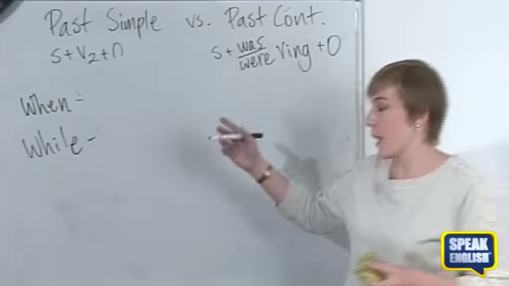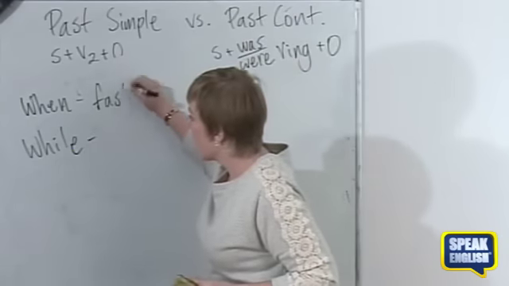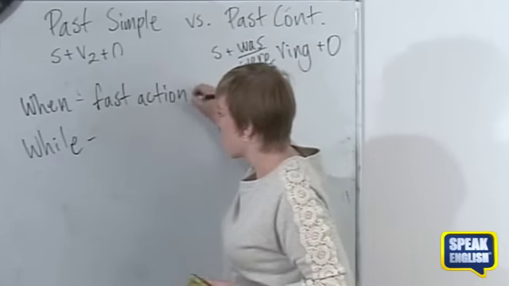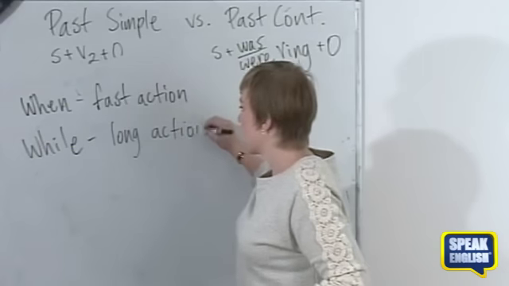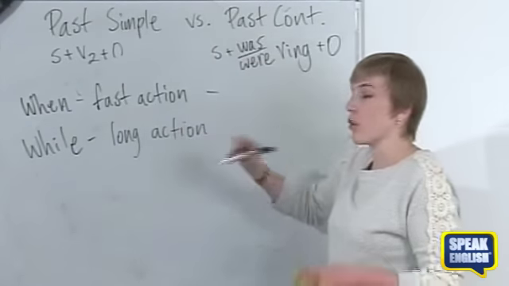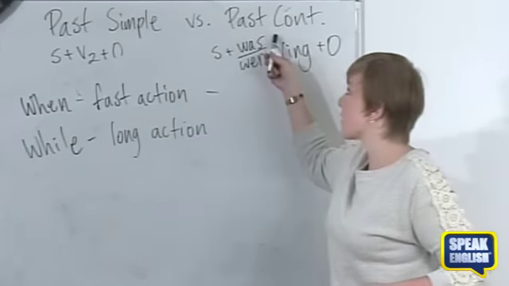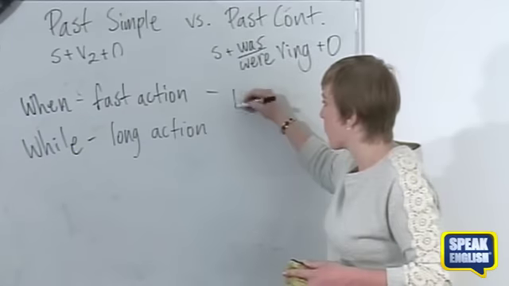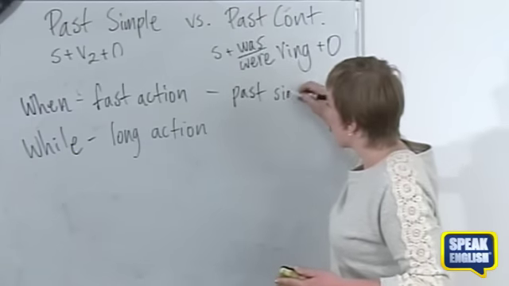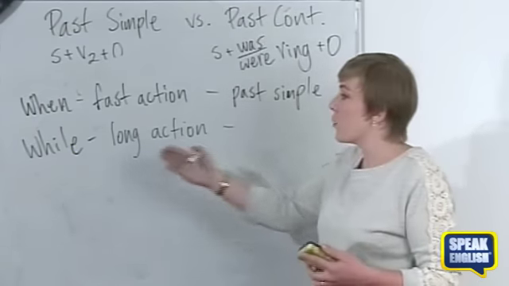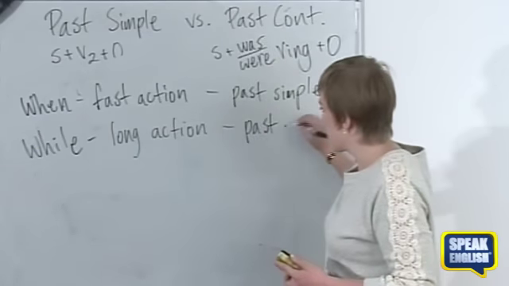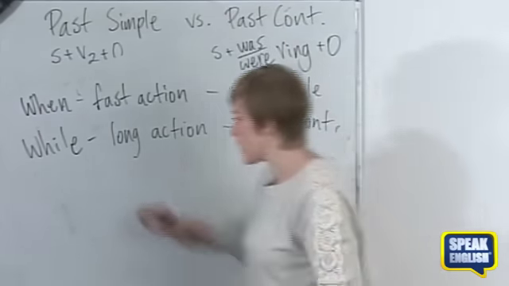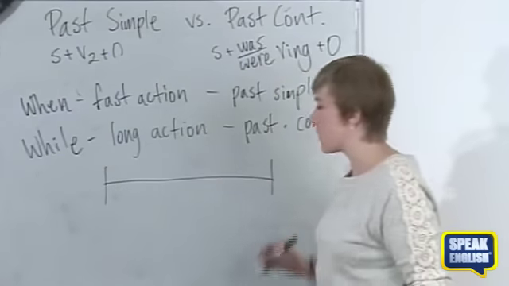So to review, when, we use it for fast actions. While, we use for a long action. When, fast action, which tense, past simple or past continuous, we'll use past simple. And while, the long action, will be past continuous. So let's look at another timeline and write a sentence.